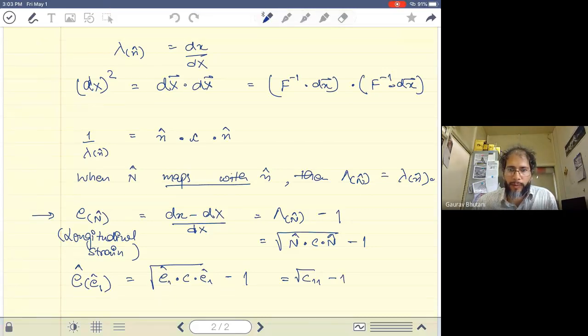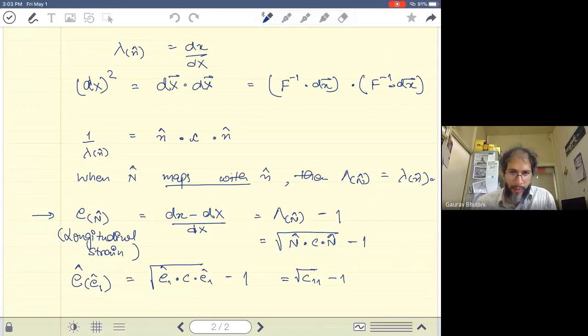All right, so this becomes square root of C11 because E1 dot C dot E1 becomes C11. Okay, you can write these in the matrix forms. So you can write E1 as 1, 0, 0. Then you can write C, then you can write again E1 as 1, 0, 0, and you will see that this is nothing but C11.